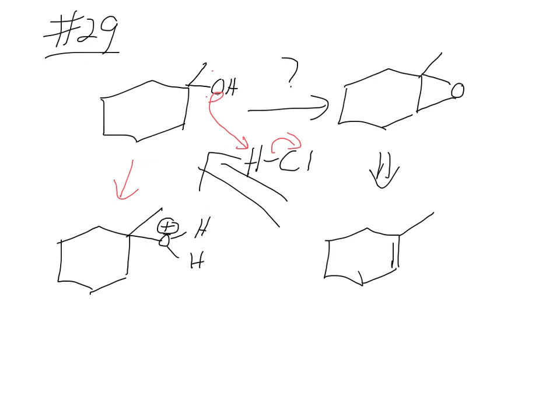Now we have a pretty good leaving group, right? We still have Cl minus floating around. Pretty good leaving group. Let it leave. Right, it's a tertiary alkyl X, whatever X could be, any leaving group. It doesn't have to be a halogen. All right.